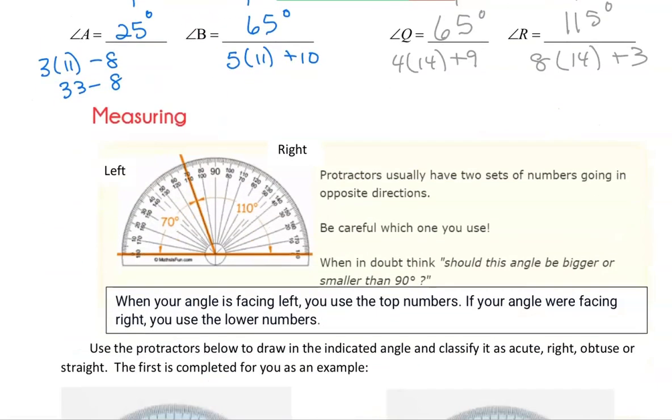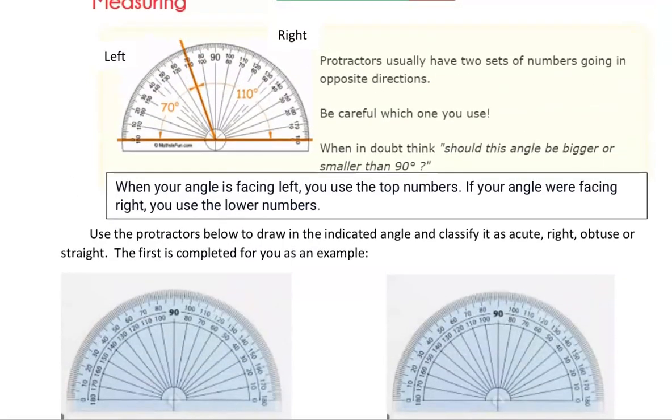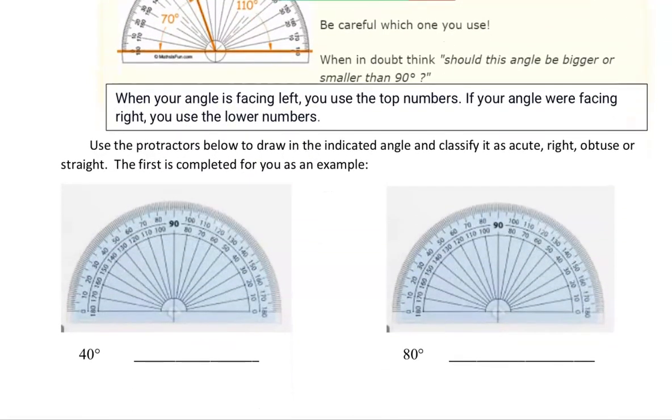Okay, last thing I want to do here is talk about measuring. You're going to read this information about protractors, and then I'm going to measure on top and also tell me what the classification of the angles are. So this is what I have. If this is 40 degrees, I'm going to start here and go to here. That's my 40-degree angle. That's acute. It's cute and little. 80 degrees. I'm also going to start here and go to here where it says 80. That angle is 80 degrees, also acute.